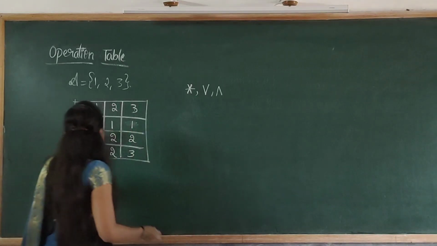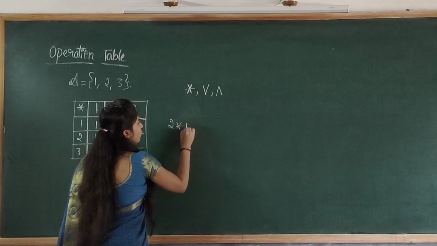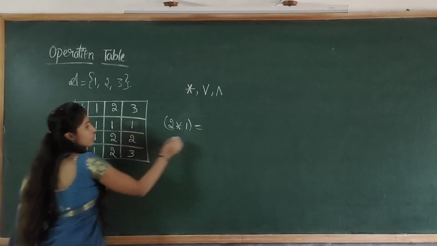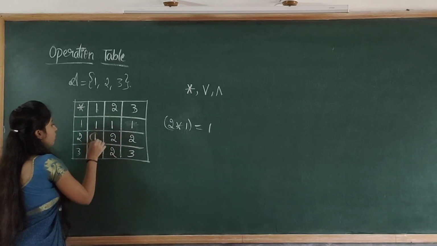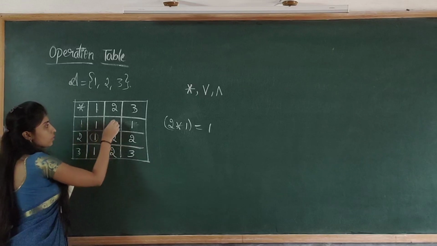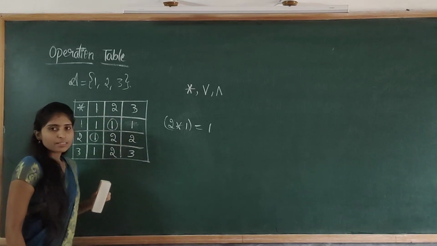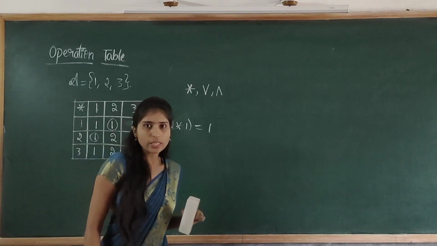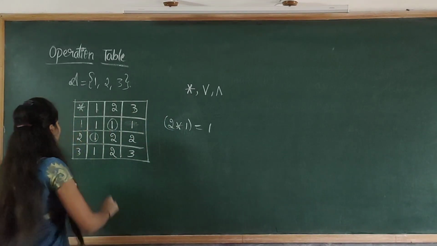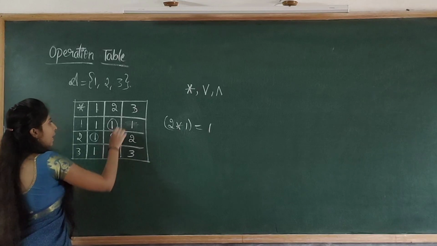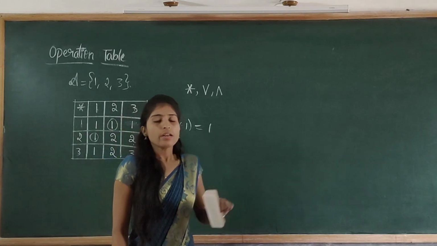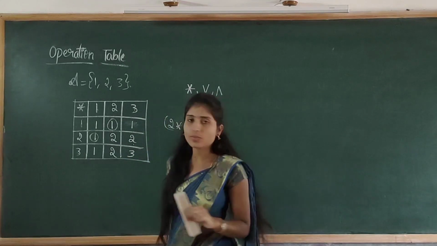In case they ask for 2 star 1, we have to write its value. Okay. 2 star 1 is 1. See here, 2 star 1 or 1 star 2, then also you will get 1 only. Here the commutative property is satisfied. You can take 3 star 2 or 2 star 3, then you will get the same answer. 3 star 2 is 2 only, and 2 star 3 also is 2 only. Okay. Now we solve some problems on this.